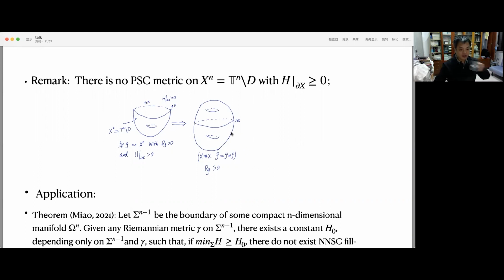Now, there is a nice application of our extension theorem which is due to Pengzi Miao.